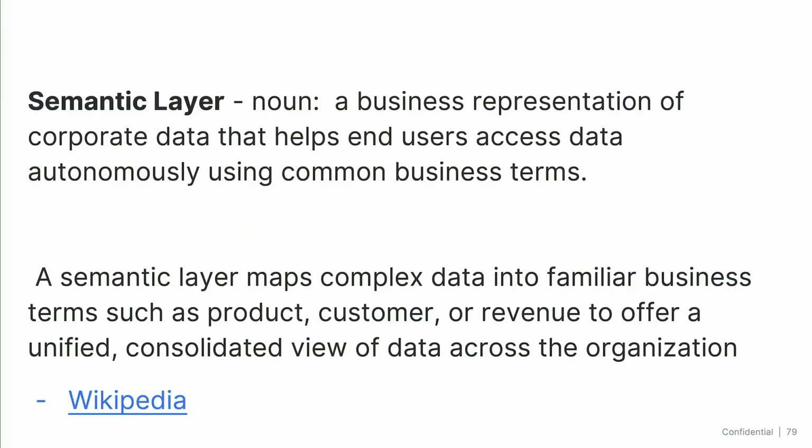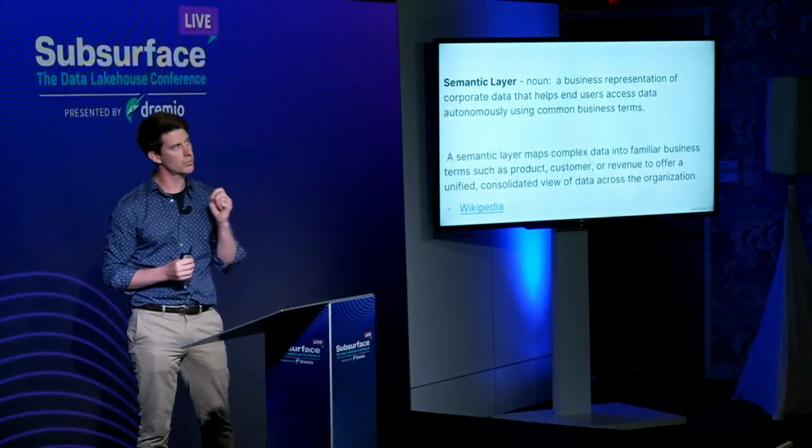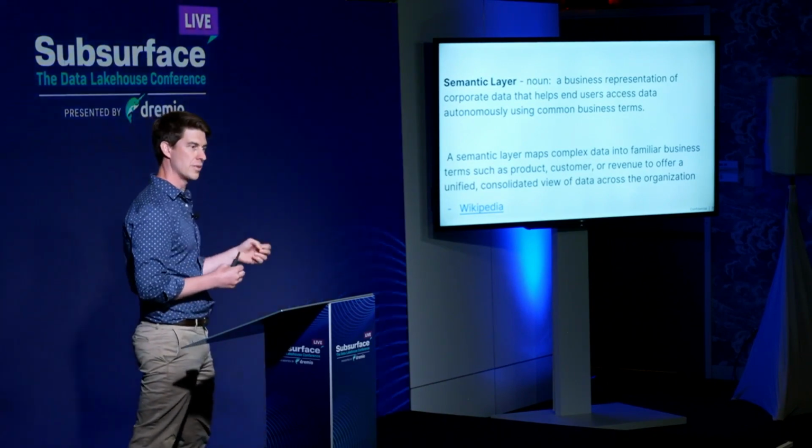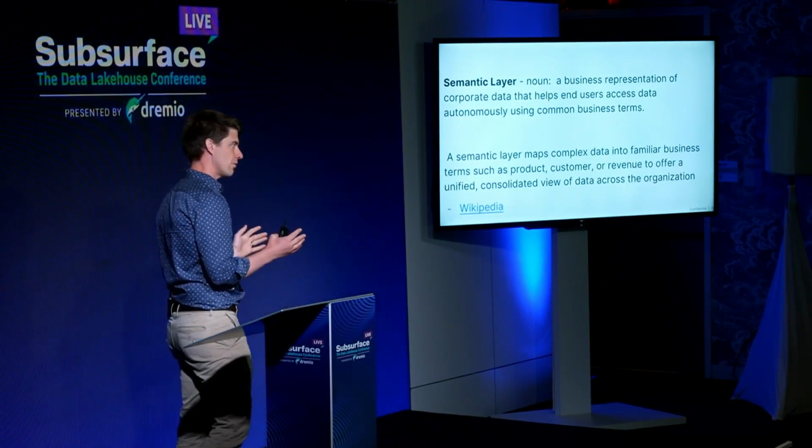OK. So let's go to semantic layer. We talked about language, the importance of language. Now let's talk about semantic layer. So according to Wikipedia, I would say the OG ChatGPT, here's the definition. Semantic layer is a noun. It's a business representation of corporate data that helps users access data autonomously using common business terms. Pretty straightforward. I actually thought this was great.